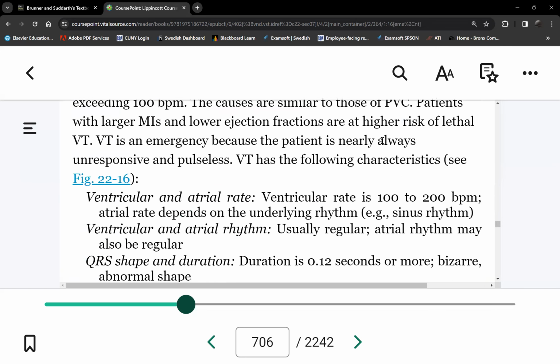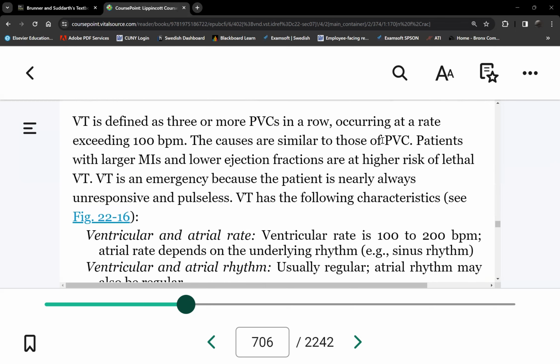However, it's also important to note that there are two types of VTAC. There's a VTAC with a pulse and a pulseless VTAC. Which one is worse? Obviously, the pulseless VTAC, which is treated by what? Defibrillation. Okay.